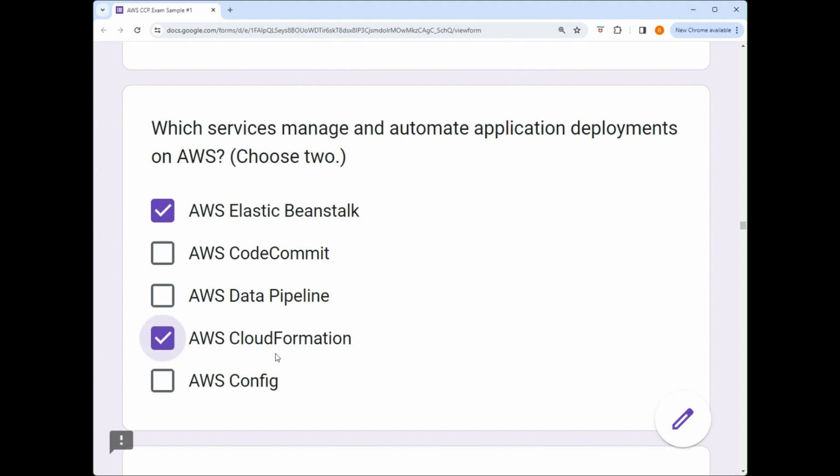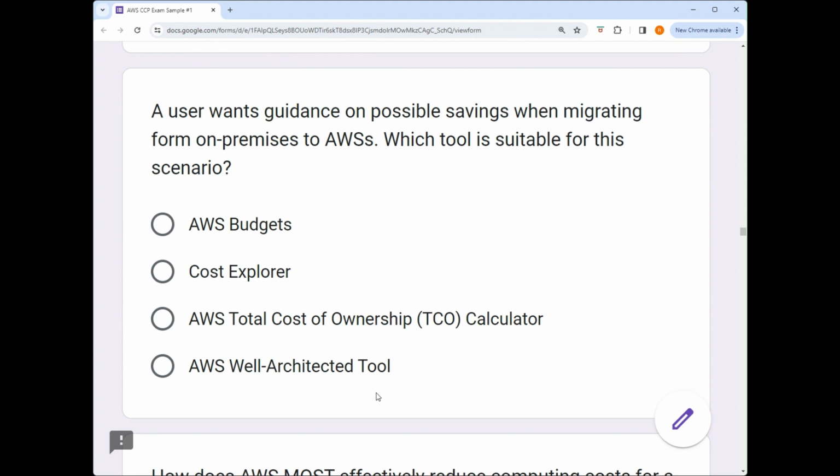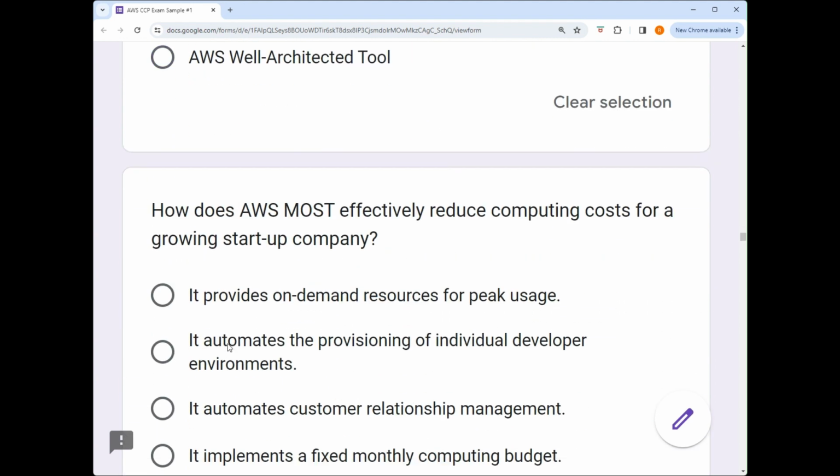A user wants guidance on possible savings when migrating from on-premises to AWS. Which tool is suitable for this scenario? AWS Budgets. Cost Explorer. AWS Total Cost of Ownership, TCO, Calculator. AWS Well-Architected Tool. Correct answer. AWS Total Cost of Ownership, TCO, Calculator.